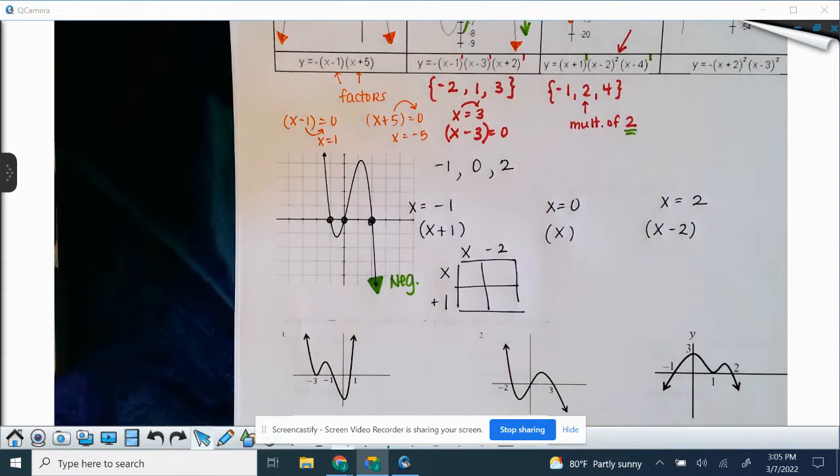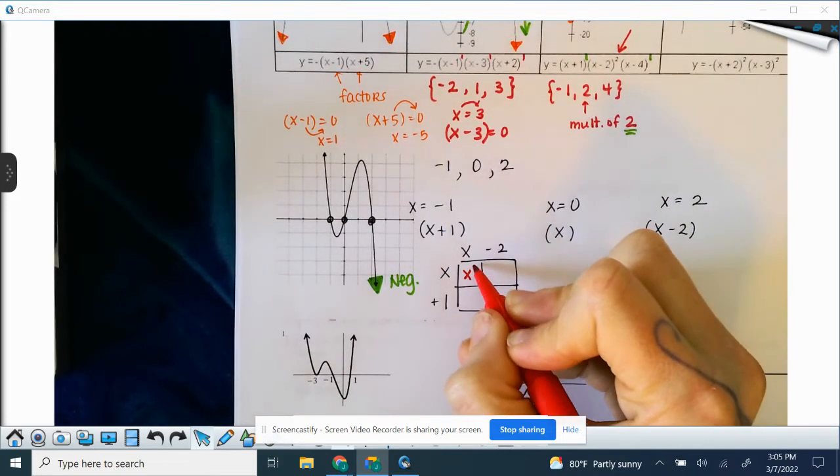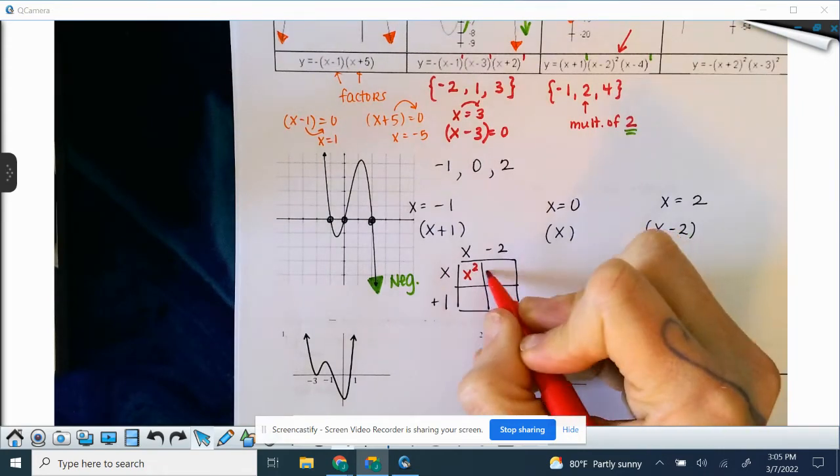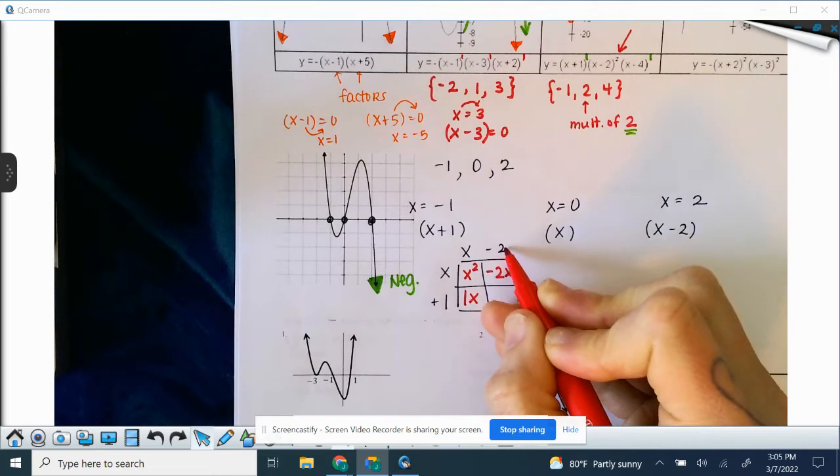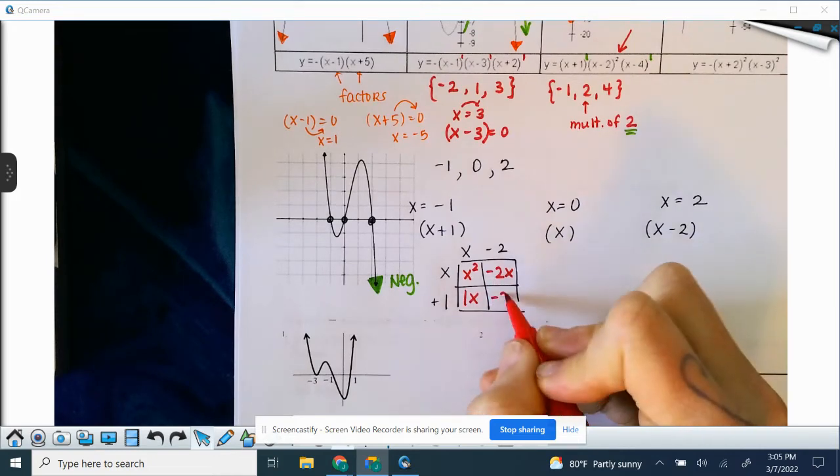And organization for distributive property for a lot of students is not super consistent. And the box method just helps you to keep things a little more like in their seat and in their place. So you would work in, so x times x is going to give me x squared, negative 2 times x, and then times 1, negative 2 times positive 1 is a negative 2.